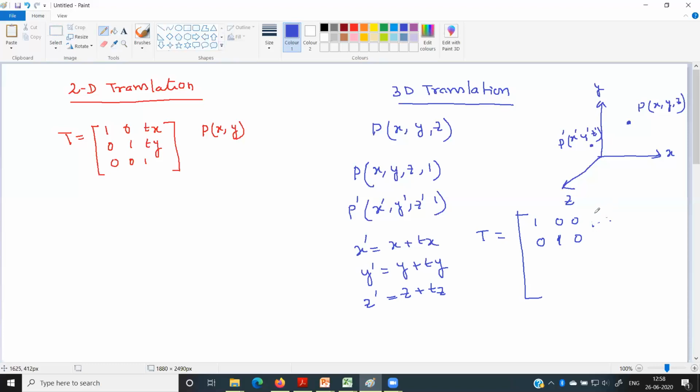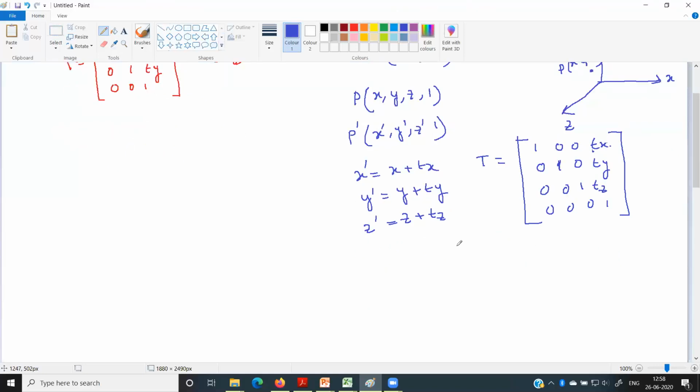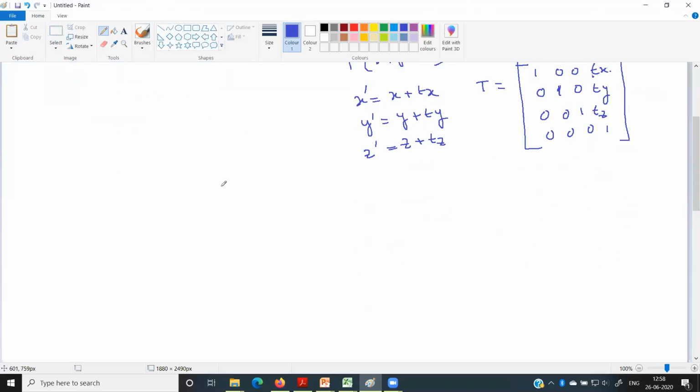This is tx, and along y direction it will be 0 1 0 ty, and along z direction it will be 0 0 1 tz, and this is our weight factor. So this will be the translation matrix for the 3D plane. So how can we perform this translation?